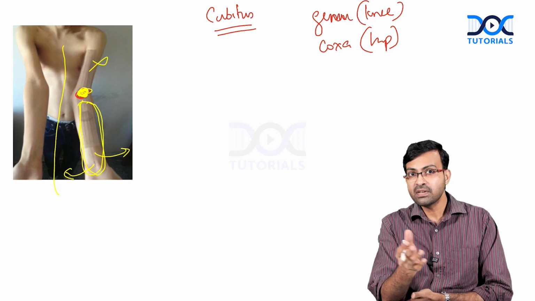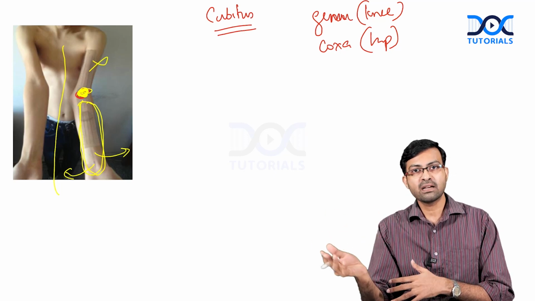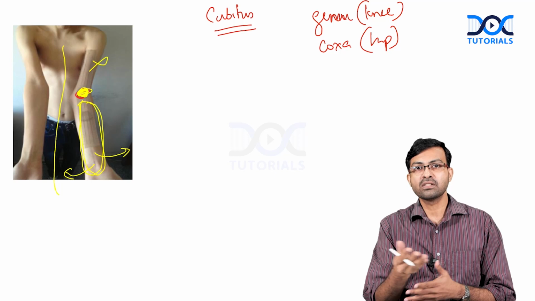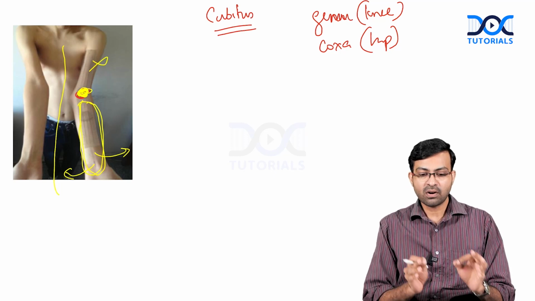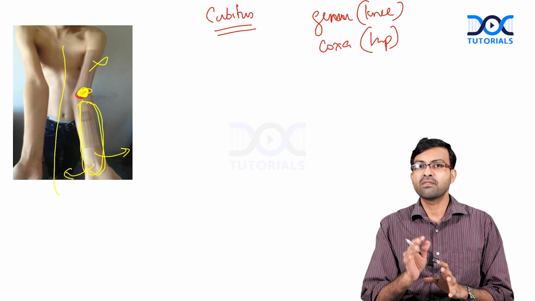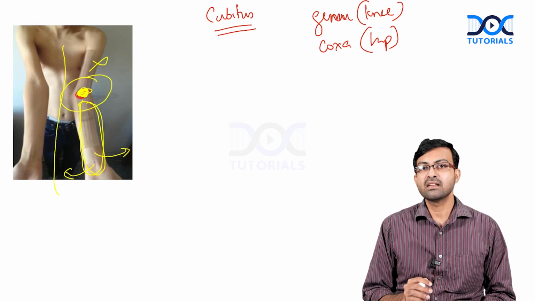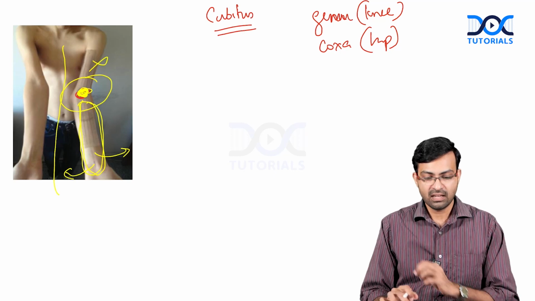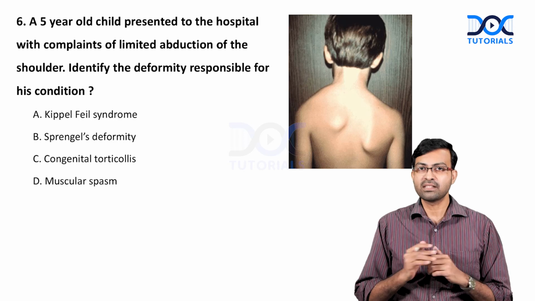If the leg is deviated outwards away from the midline, you call it genu valgum. If it is curved inwards or directed inwards, you call it genu varum. Same concept everywhere in the body for varus and valgus. Here it is affecting the elbow, so the answer is cubitus valgus. So that is our answer here, cubitus valgus. Moving on to the next question.